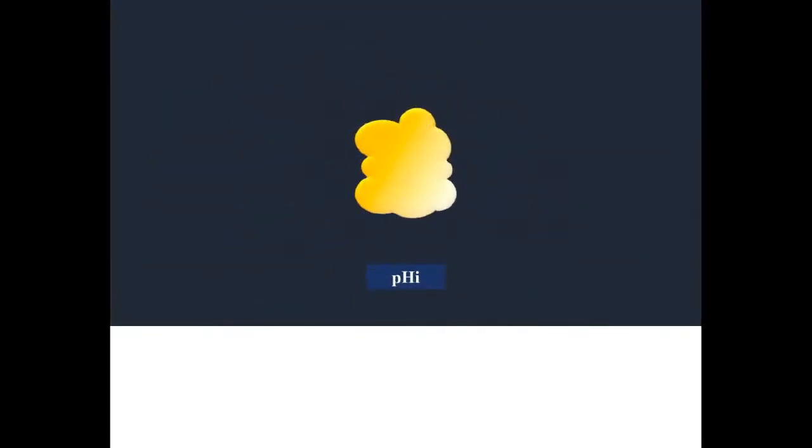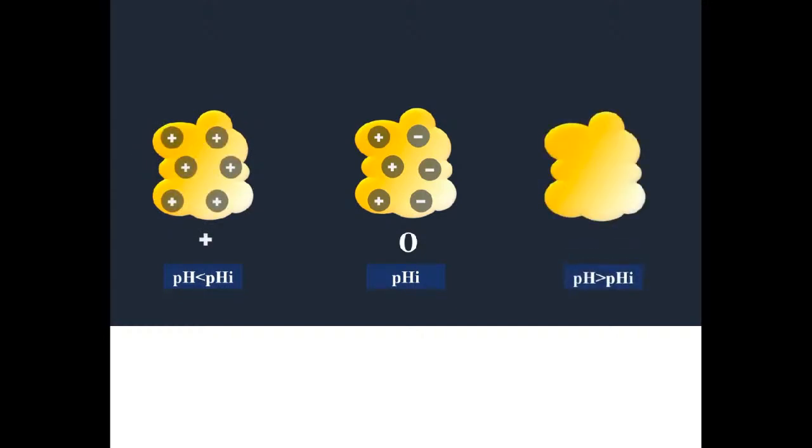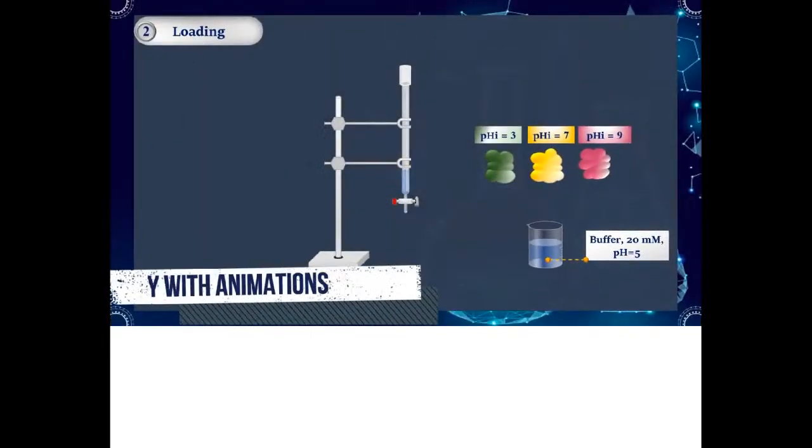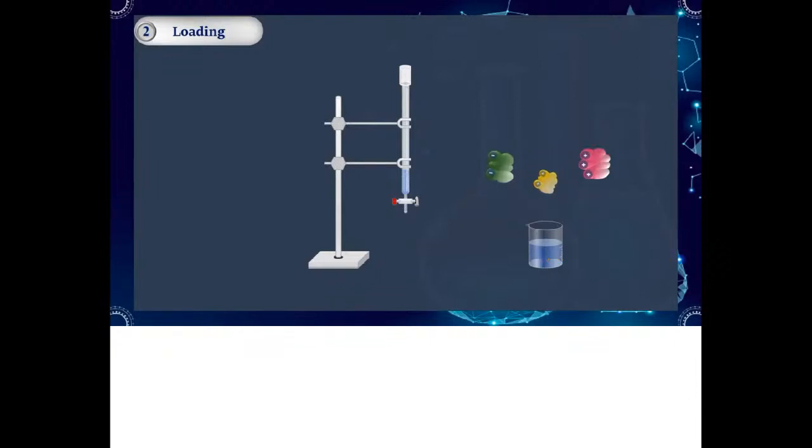The isoelectric point, or pHi, is the pH at which a protein carries neutral charge. At a pH below their isoelectric point, proteins carry a net positive charge, and at a pH above their isoelectric point, they carry a net negative charge. In this example, the pH of the buffer is equal to 5, consequently, protein A has a net negative charge. And both protein B and C carry a net positive charge. In addition, protein C is more positively charged, since its pHi is higher than the pHi of protein B.